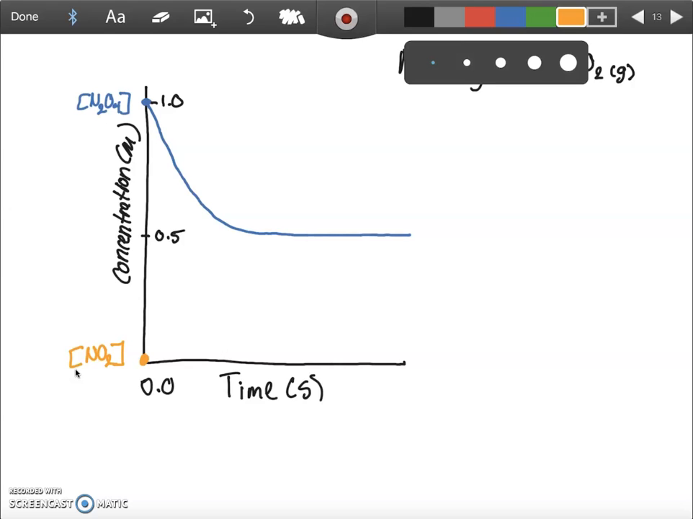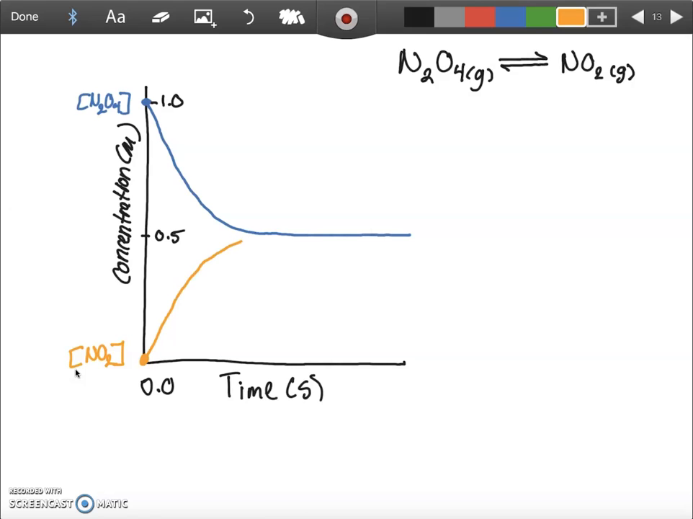Simultaneously, the product will start to form and again will level out and remain constant throughout the rest of the reaction. There is a way to tell when equilibrium is reached with this type of graph, and it occurs as soon as the slopes of the line stop changing.